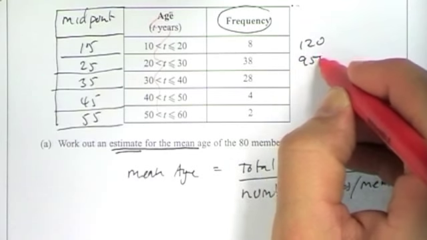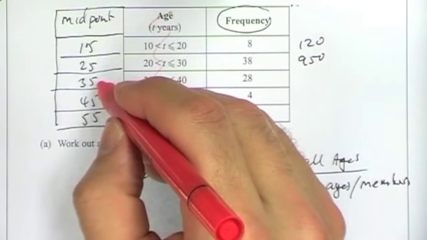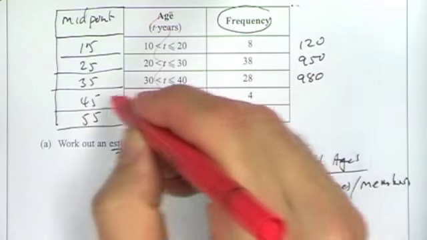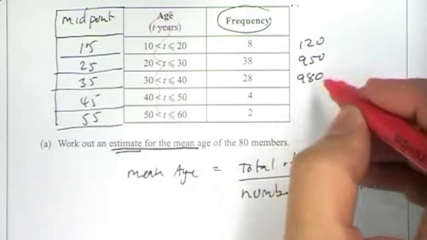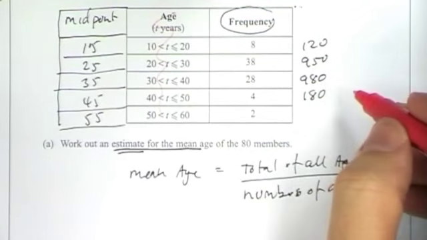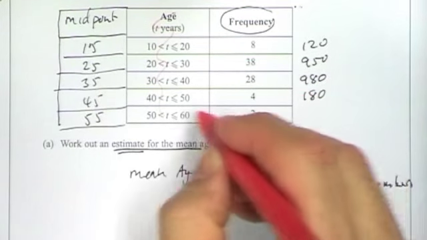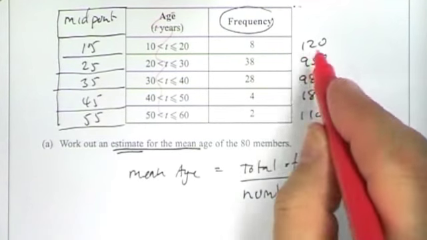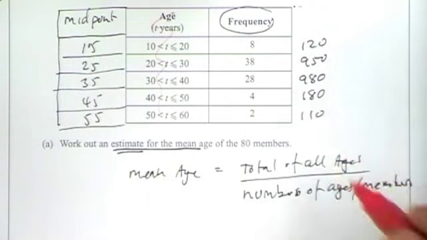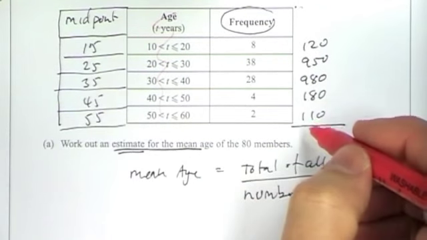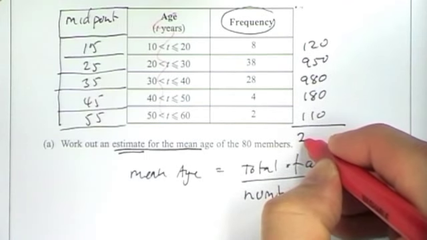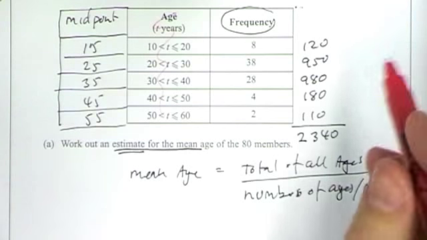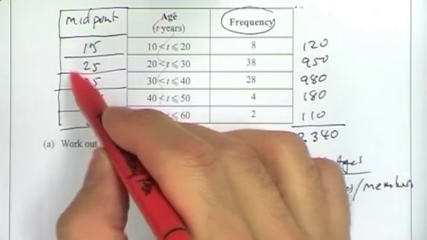In a similar way, these 28 people at an age of 35 is 980, and these 4 at an age of 45 gives us a total age for that lot of 180, and these 2 people at age 55, that's a total age of 110. Now if you want the total of all those 80 members, we add up those rows and we get 2,340. Now you would get marks for using the midpoint, which would be 1 mark.